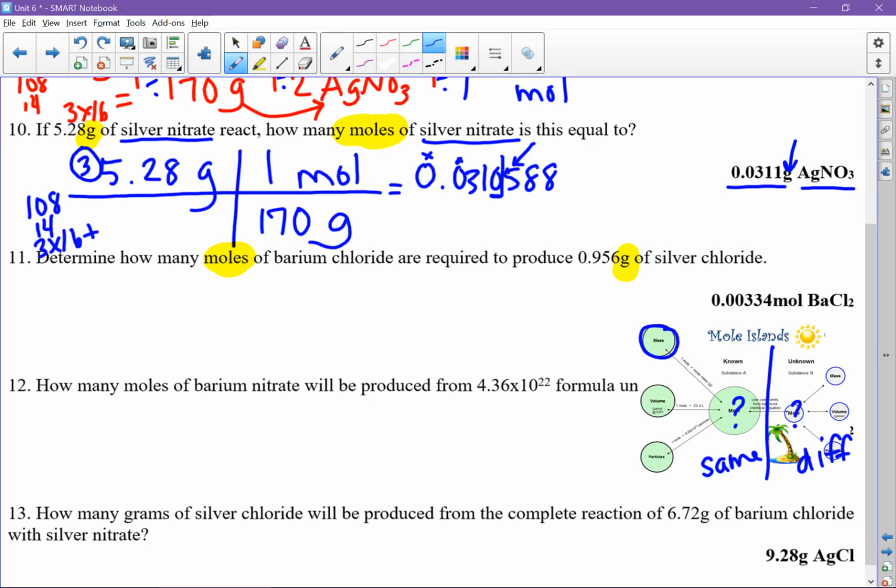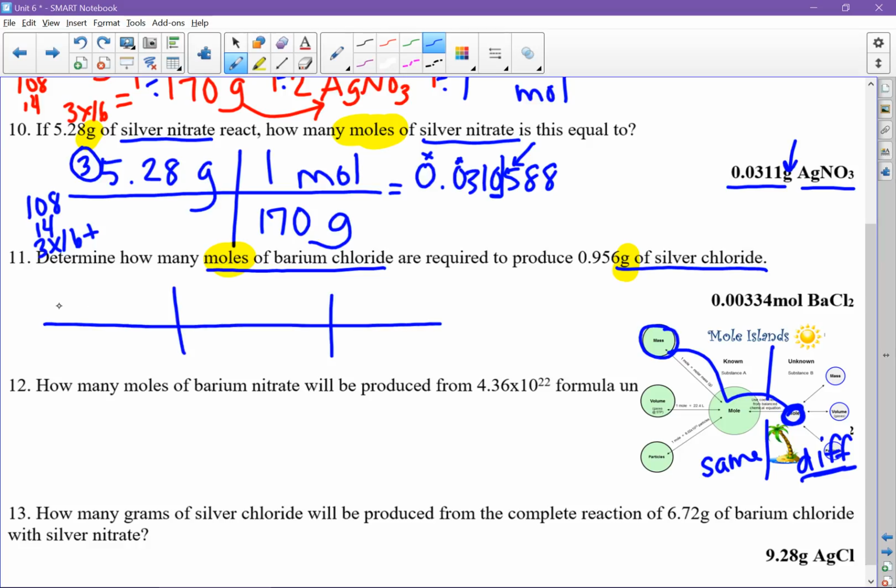So if I take a peek in the reaction, I have moles of barium chloride and grams of silver chloride. Those are different. That means that I have to scoot over to the other side of mole islands, which means I have to go to this mole because it's a different chemical. That takes 1, 2 steps. So I'm going to start with 0.956. In my first fence, I'm going to go from grams to moles. So I start with grams, bring it down, and go to mole island. That means I just went from mass, and now I'm on this first mole.